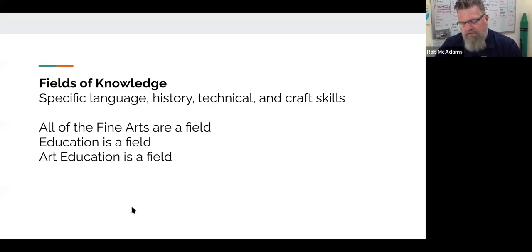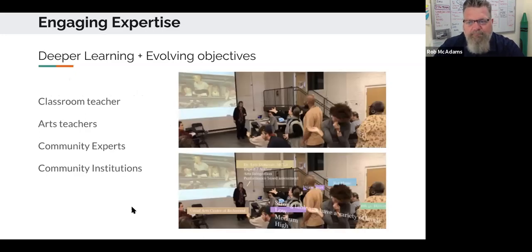And one is recognizing that there are fields of knowledge, and every field has a specific language, history, technical and craft skill. Even the garbage men, I couldn't just jump on a garbage truck and know all the best practices and the tips and tricks. And if the driver's yelling to do something, that would be a learning process. So all of the fine arts are a field, education is a field, art education, biology, all those things.